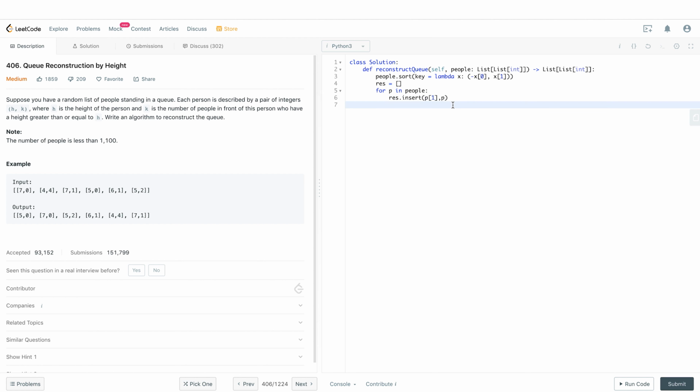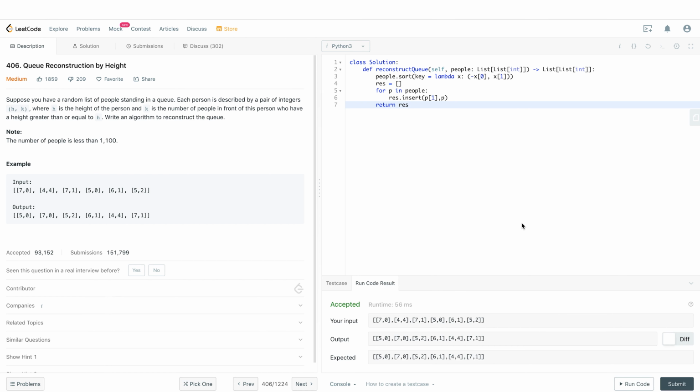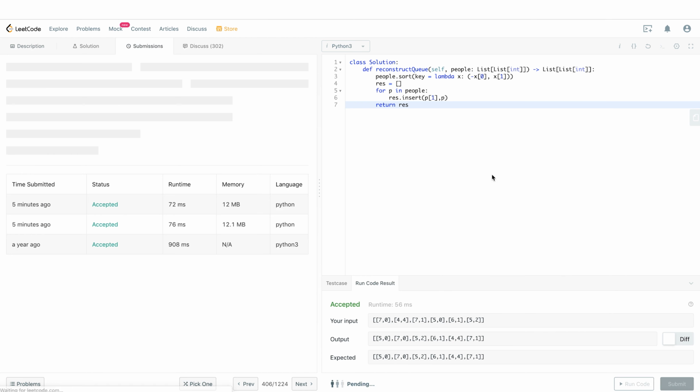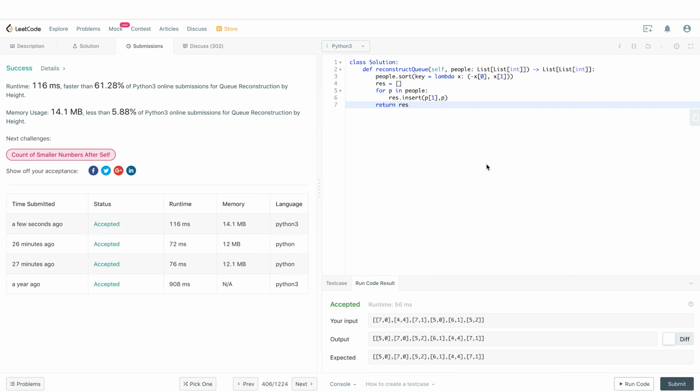The reason why this works is because we're starting with the tall people, and then we start with the short people. So once we've already put the tall people, I know that the short people can see the tall people, so that's why we can just insertion sort these guys in this order. And then that's pretty much it. The code is actually extremely easy. The hard part is to figure out how to sort them in a way and insert them in a way such that it works. So if we submit this, it works perfectly. So that's pretty much it.